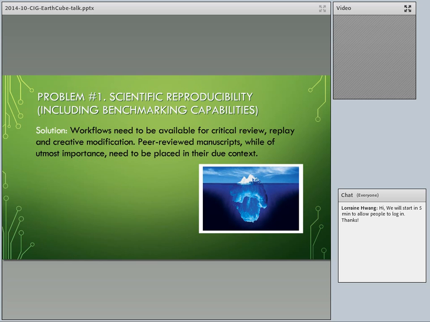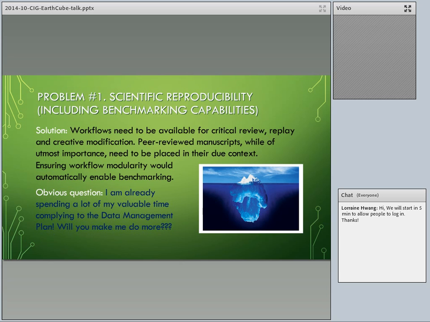So the solution to this problem, as I see it, is that we need to record our workflows, and they need to be available for critical review, replay, and creative modification. The peer-reviewed manuscripts are, of course, the tip of the iceberg, and they should be placed in the new context with the data that supports them and the modeling that supports them. Of course, that would also enable benchmarking, because you could populate an existing workflow with your own in-development components where necessary, and immediately have benchmarking capabilities.